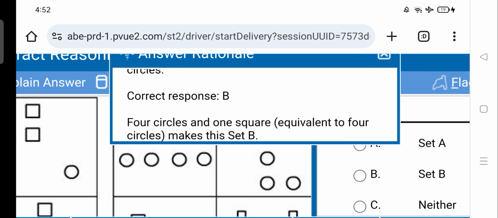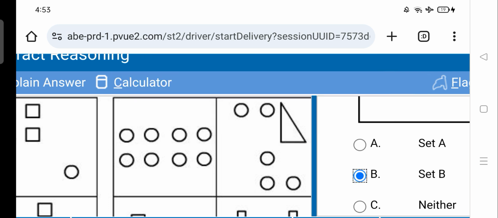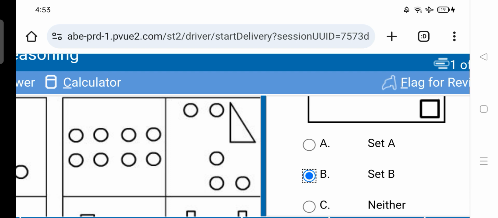The correct response is option B. 4 circles and 1 square, equivalent to 4 circles, make this set B. So that's how we can say the correct option is option B, which is set B.